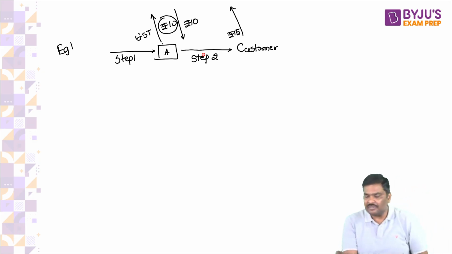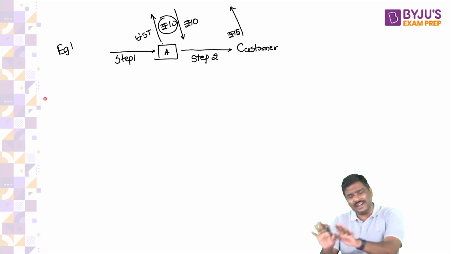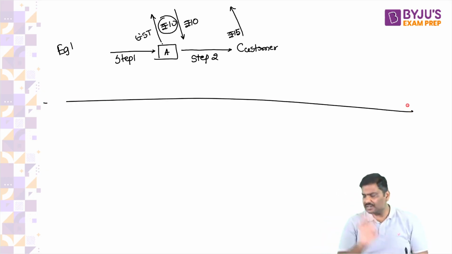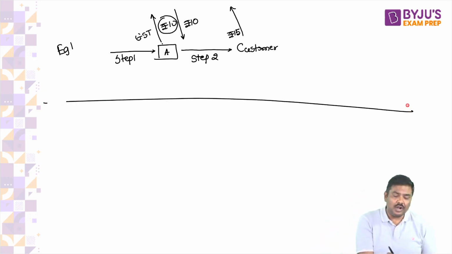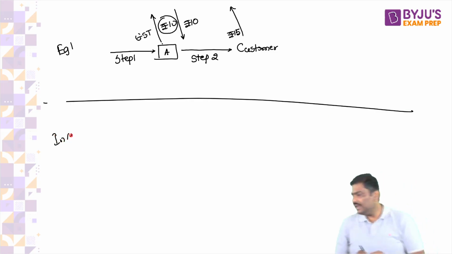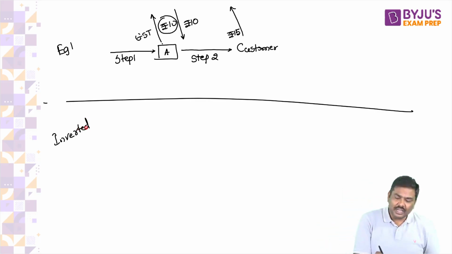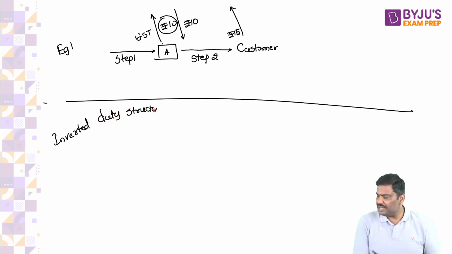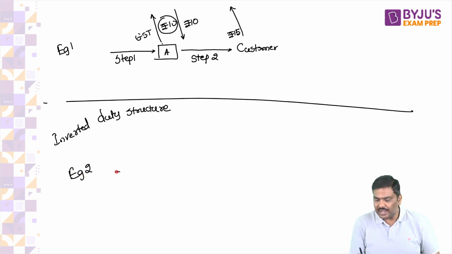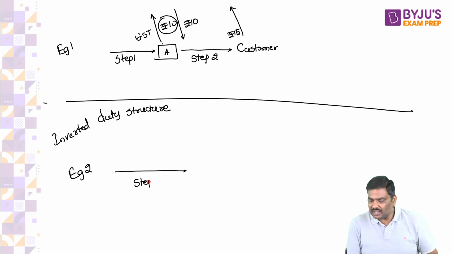Now, this is example 1. And this is how normally the GST rate is applicable. Normally how GST works. But there is a problem called inverted duty structure. Now, what is the problem in inverted duty structure? Let me explain this. In inverted duty structure, let me give you the example here. Imagine you will purchase a raw material, step 1. You will manufacture, sell it to the customer, that is step 2.